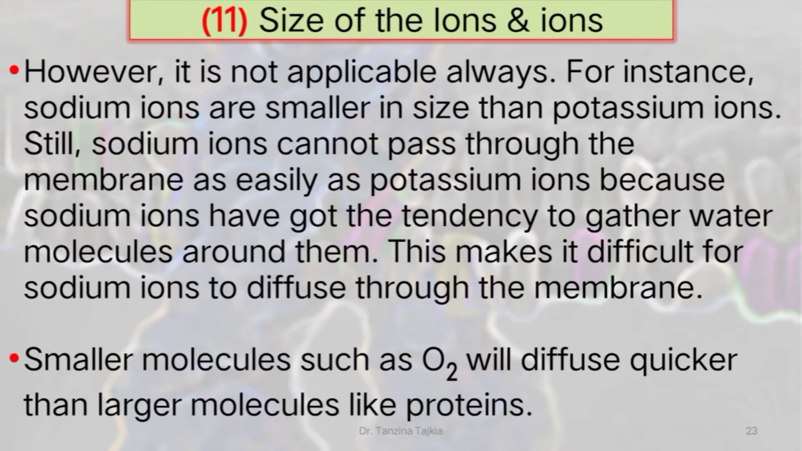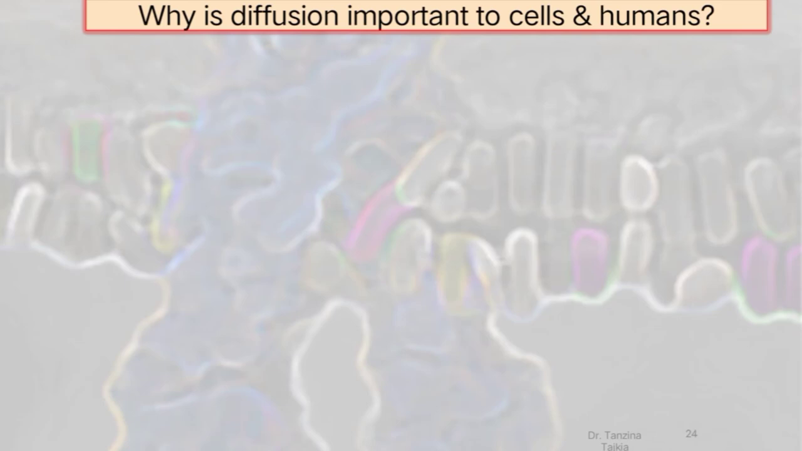For instance, sodium ions are smaller in size than potassium ion, but still sodium ion cannot pass through the membrane as easily as potassium ion because sodium ion has a tendency to gather water molecules around it. This makes it difficult for sodium ion to diffuse through the membrane. Another example is that smaller molecules such as oxygen can diffuse quicker than larger molecules like proteins.